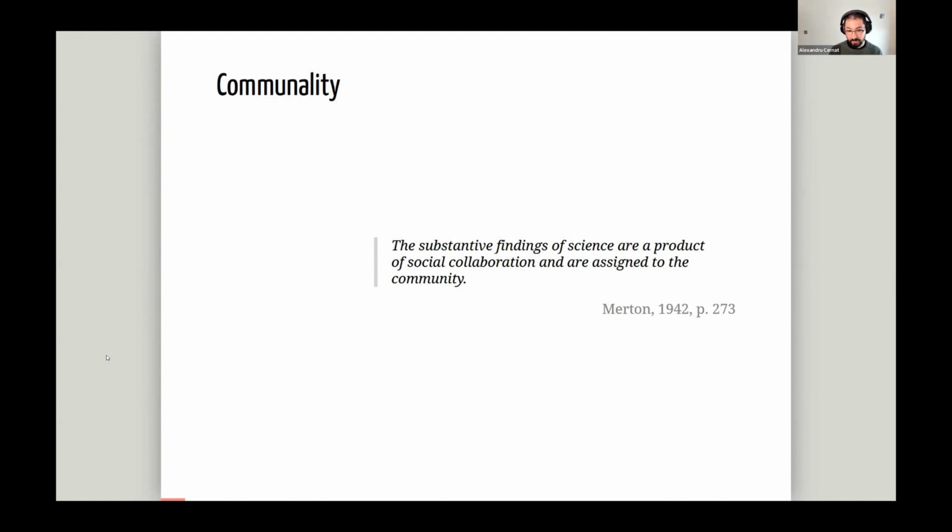So the idea of doing things together and being part of a community also implies that we should be more open in sharing our code and our practices and our data, and accept the fact that we're part of this group that needs to work together in order to move science forward.